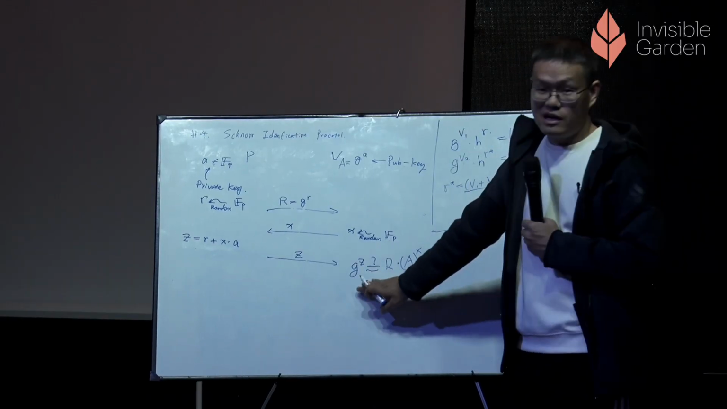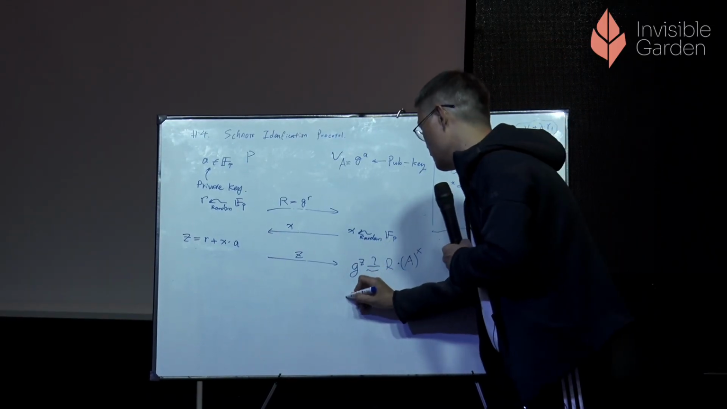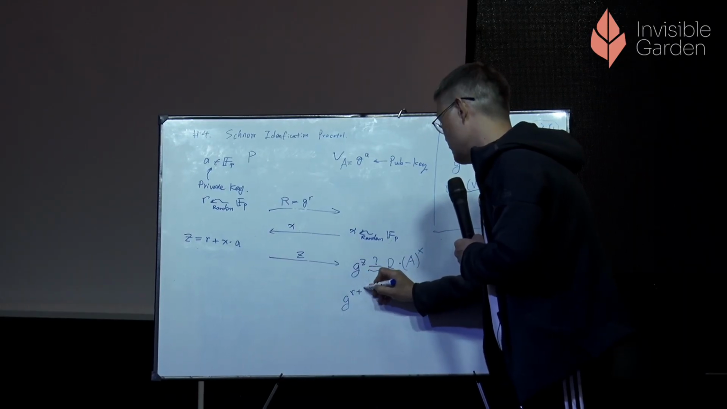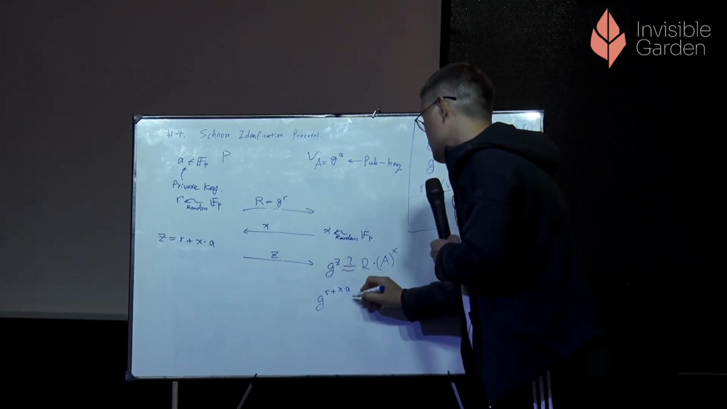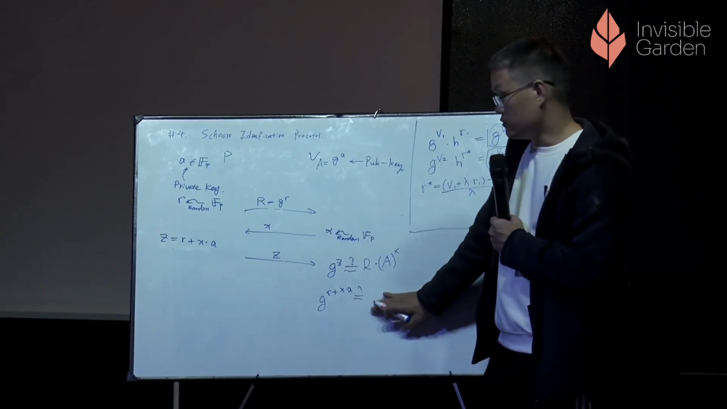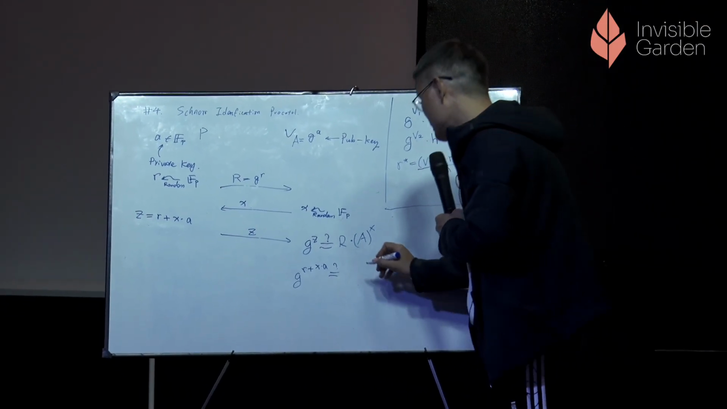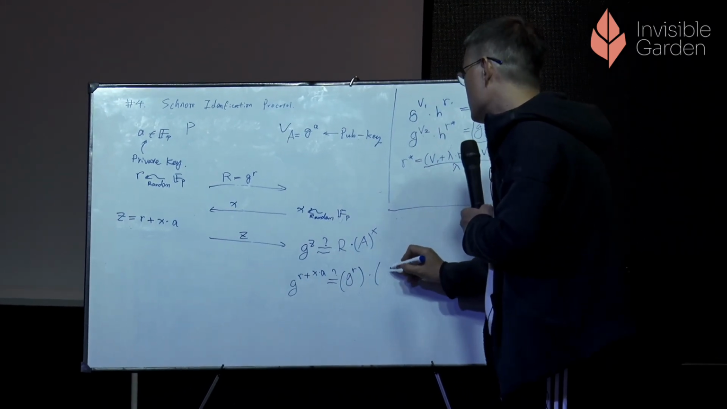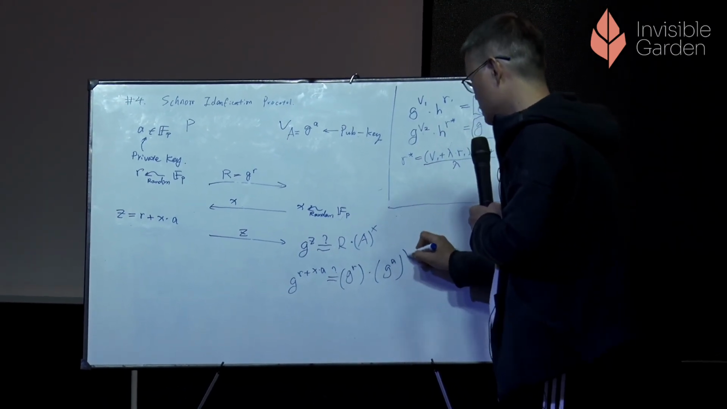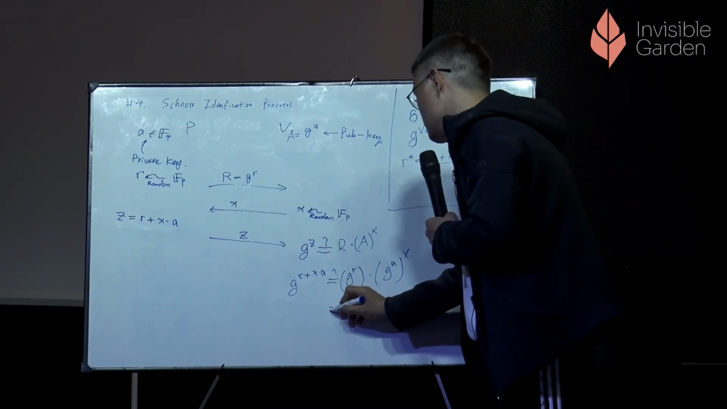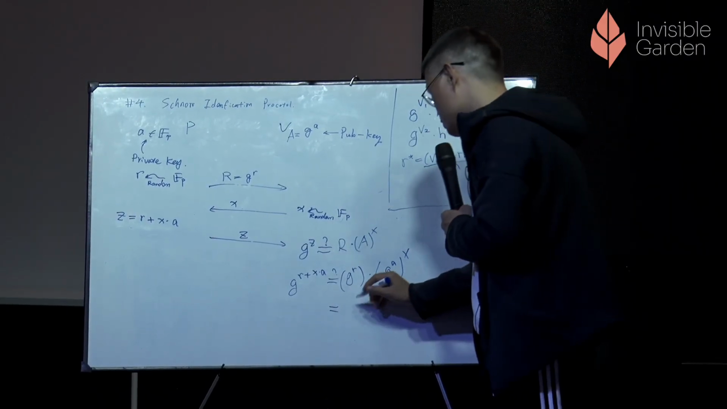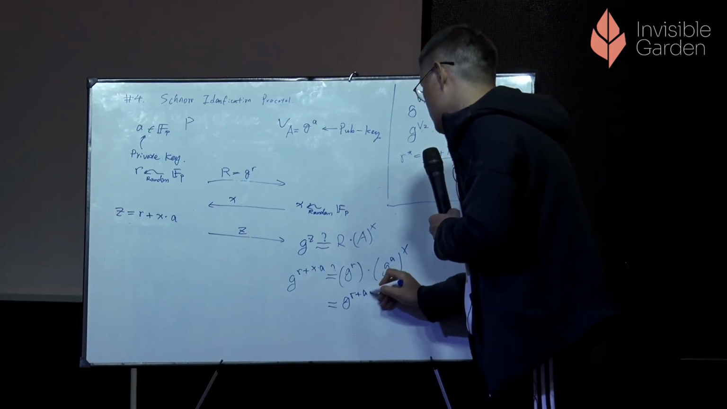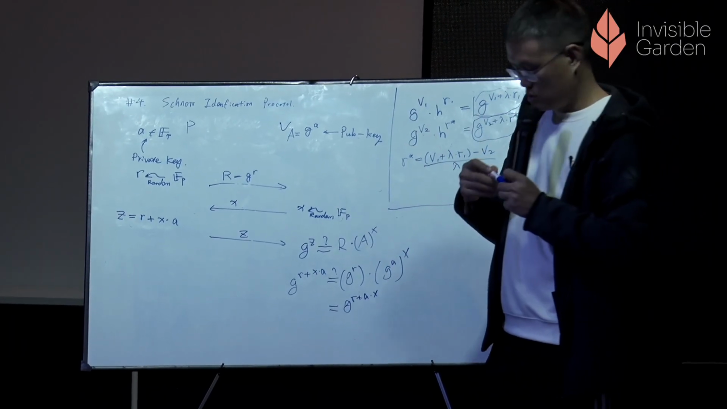So the left side of the equation is G to Z. It's G to R plus X times A. The right side of the equation, G to R times G to A to X. Then, okay, simple calculation: G to R plus A times X.